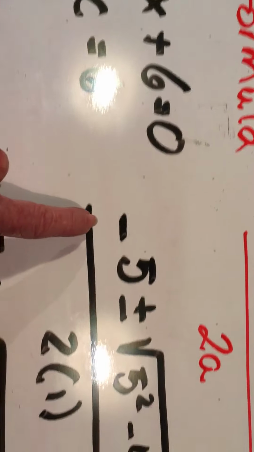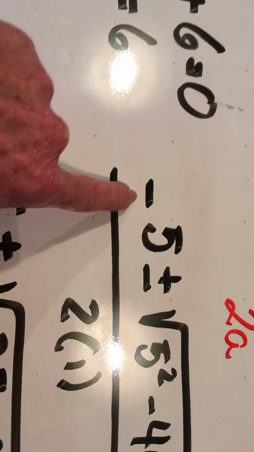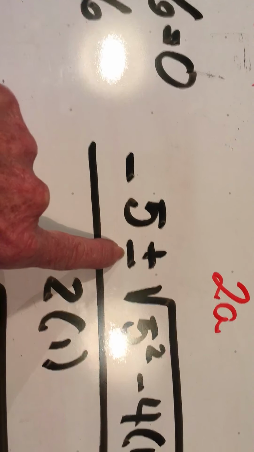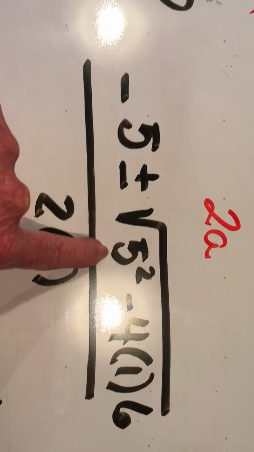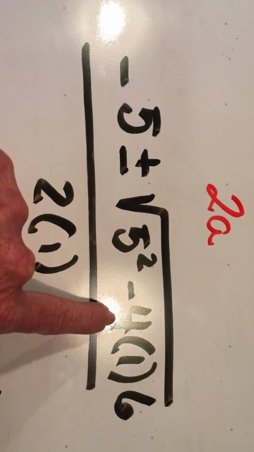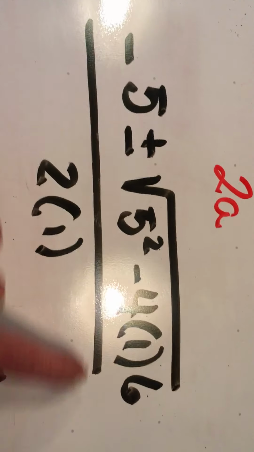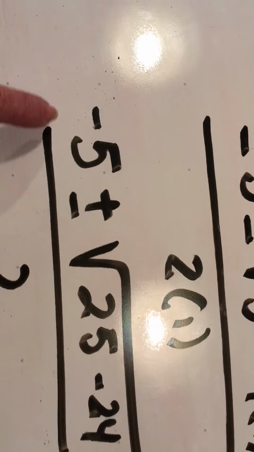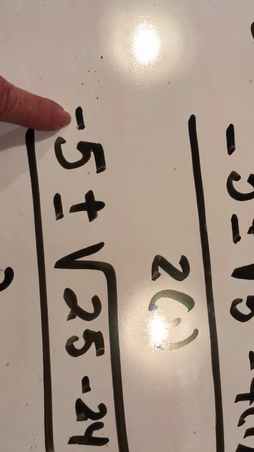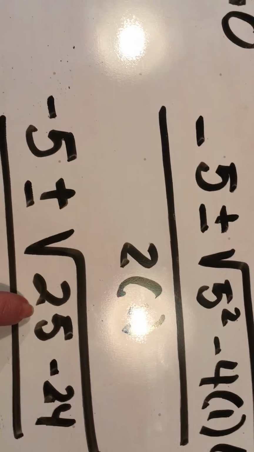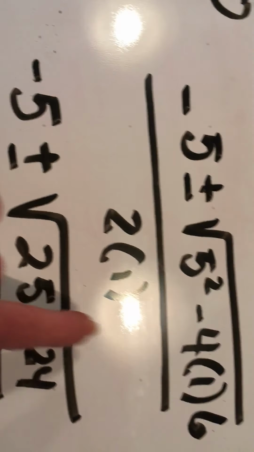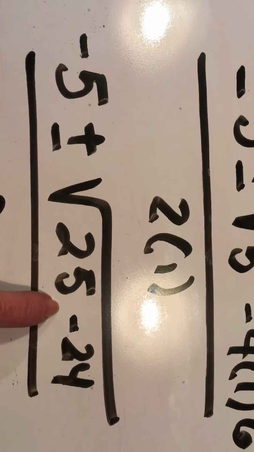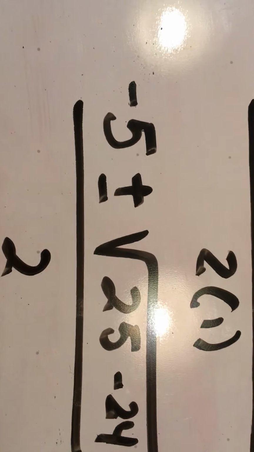So we're going to do the opposite of b. B was 5, so it's going to be negative 5, plus or minus, which just means in the end we're going to be doing 2 problems. The square root of b squared, so 5 squared, minus 4 times 1 times 6, the whole thing divided by 2 times 1. Okay, so in doing what's under the square root sign, it's going to be the opposite of b, negative 5, plus or minus 5 squared is 25. The 4 times 1 times 6 gives us 24, so it's 25 minus 24 all over 2 times 1, which is 2.